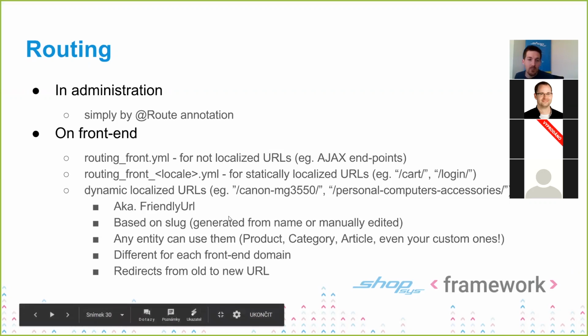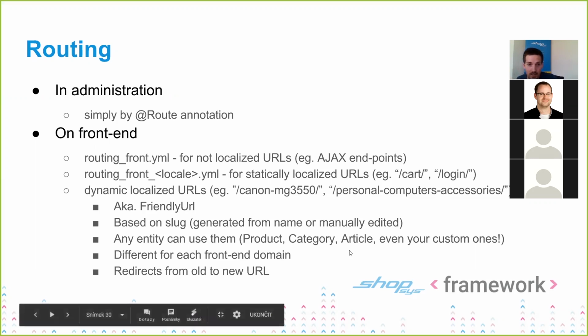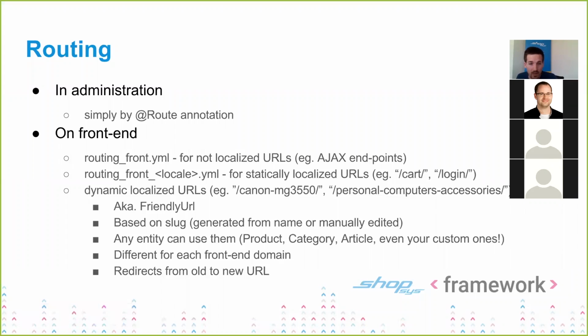Yeah, these addresses are based on a slug. A slug is a term that is used for this part of the URL address that contains the name of the product or name of the article or any text that is used as the URL address. Right now, a friendly URL is used in Shopsys Framework for products, categories, articles, and I'm not sure if it's the complete list, but you can easily add your own entities. You can use friendly URLs with your own entities.